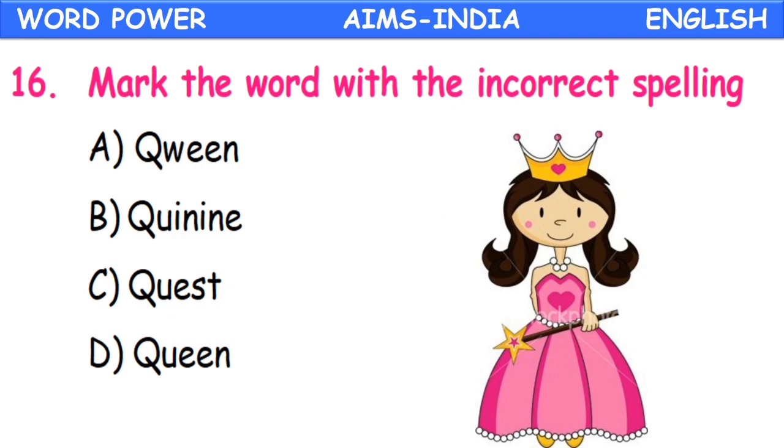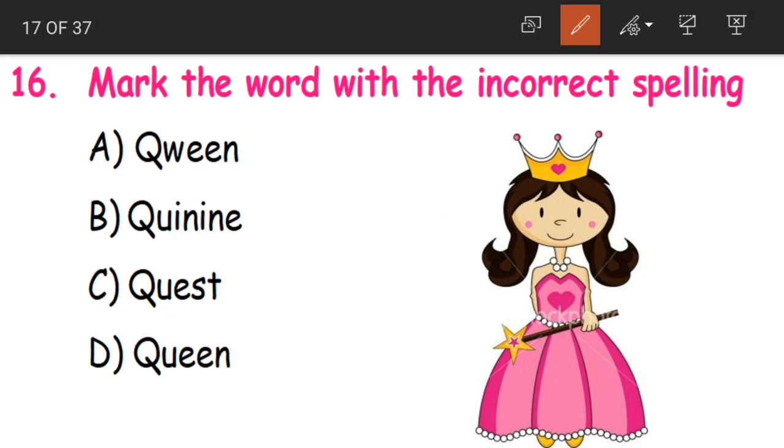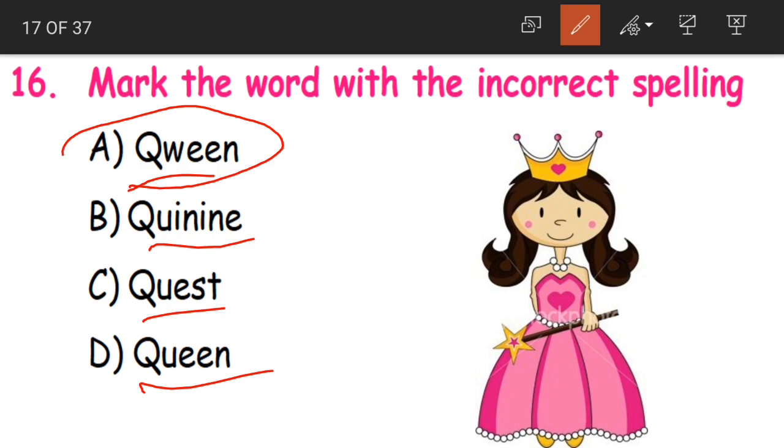Okay, children, the 16th question. Mark the word with the incorrect spelling. Options are here: queen, that is Q-W-E-E-N, quinine, quest, queen. And the incorrect spelling is option A.